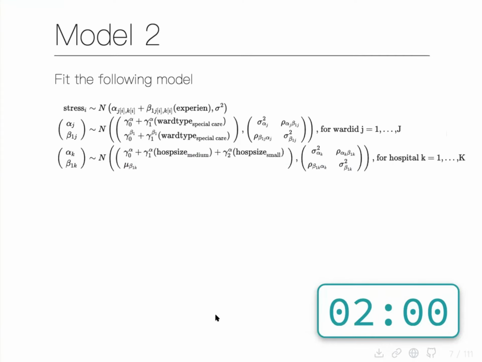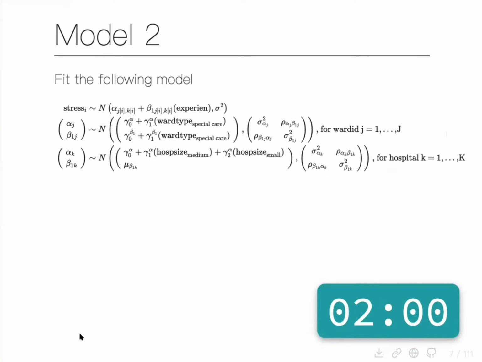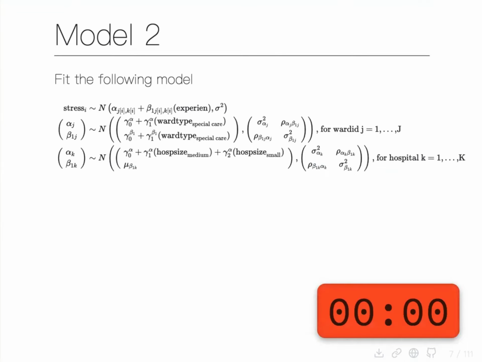All right, now go ahead and try to fit this model, please. In this case, level 1 is the same as before, except we now have the intercept and the slope for experience randomly varying at the ward ID level and the hospital level. This part is the same as before, but now we have this additional hospital size variable. We have 2 coefficients, but it's actually just 1 variable. It's 1 variable with 3 levels: small, medium, and large.